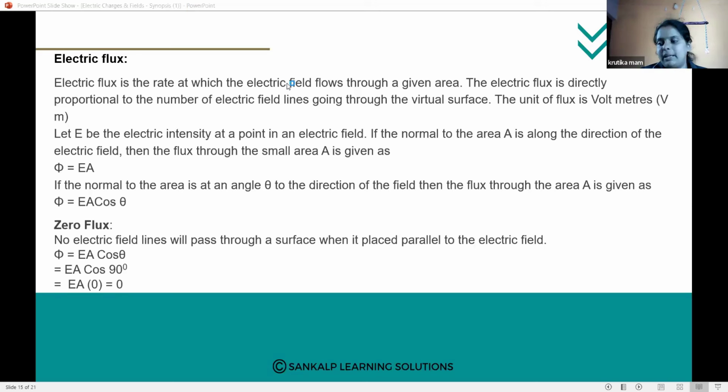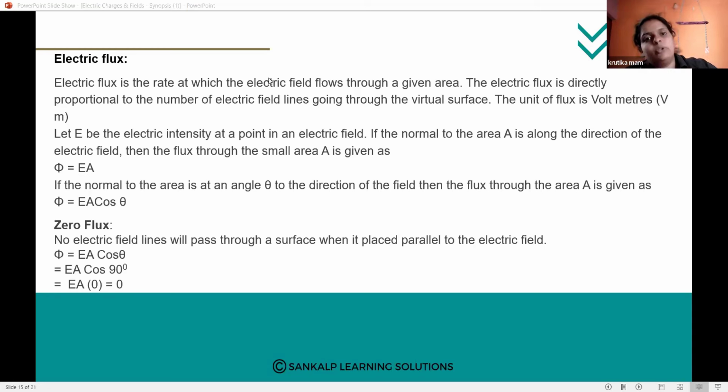For example, suppose this is one surface. When you consider this as one surface, the number of electric field lines that pass through for the particular area is called what? Electric flux. So consider these as electric field lines; how many lines pass through this surface for that particular area is what electric flux defines. Therefore, the electric flux phi is given as E into A. E is the electric field intensity, A is the area.